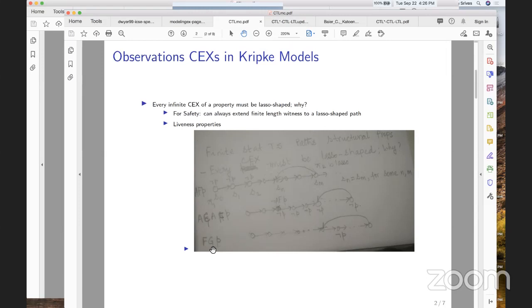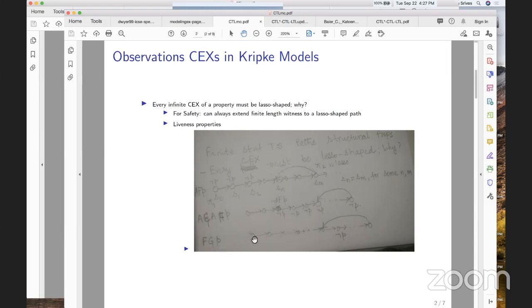Similarly, this is a linear time property F G P, and you can see that you can construct a counterexample for that. A violation of that will be such that eventually you will have to have a loop where not P becomes true infinitely often. This requires that eventually P has to be continuously true.